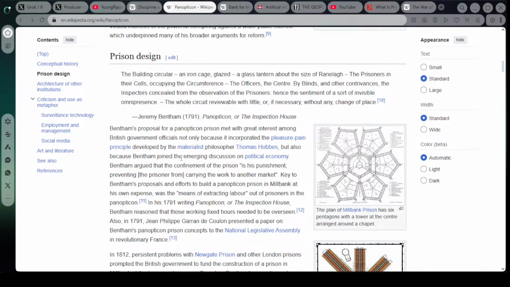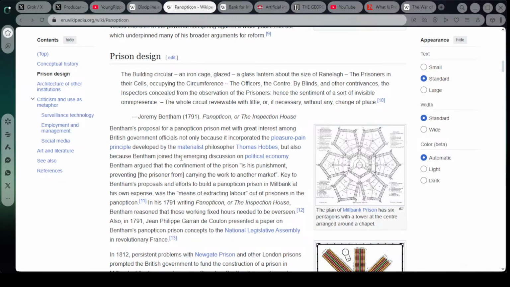Bentham's proposal for a Panopticon prison met with great interest among British government officials, not only because it incorporated the pleasure-pain principle developed by the materialist philosopher Thomas Hobbes, but also because Bentham joined the emerging discussion on political economy.